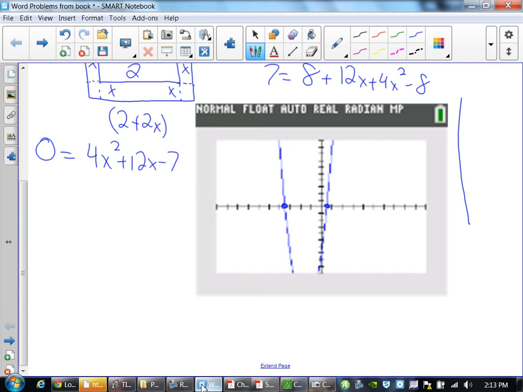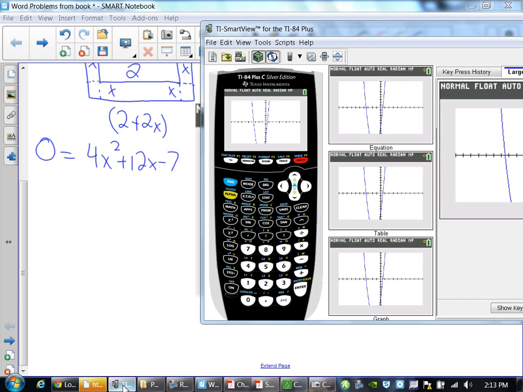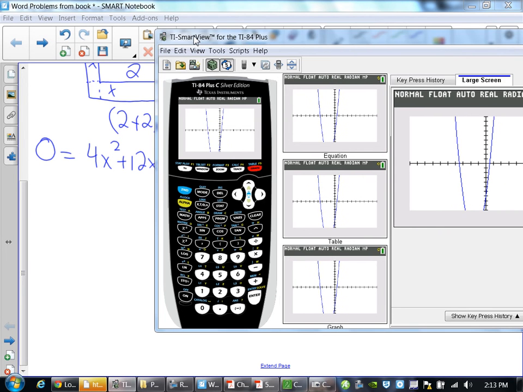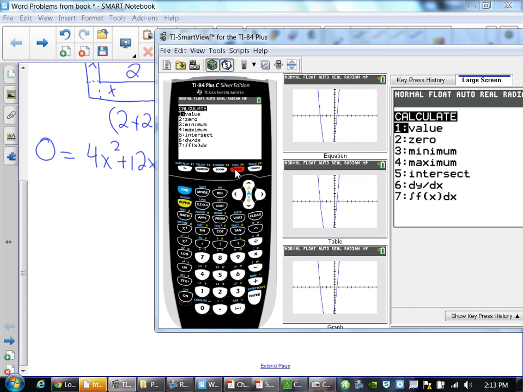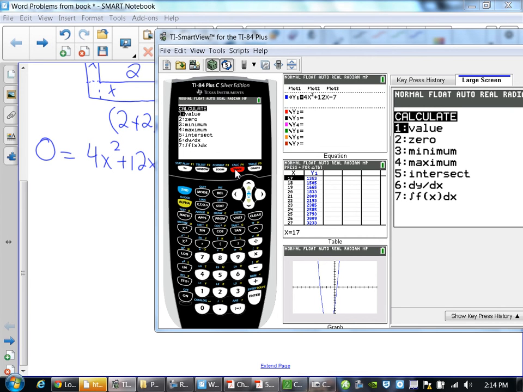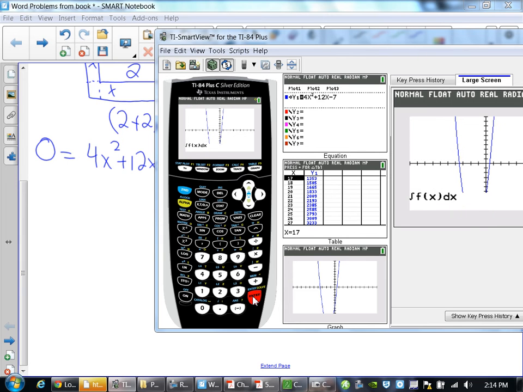Yes, sir? I was gonna say I found it. Well, yeah. I think yesterday we talked a little bit about this. Hit second, calculate. The second option there is zero. Don't use the trace function. The trace function doesn't always work. It's not always right. This actually does the work correctly.